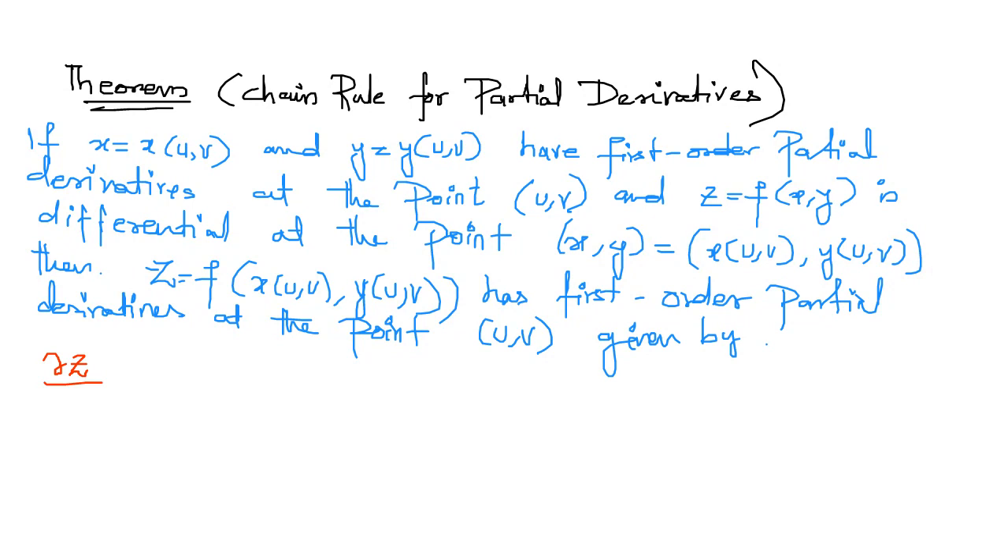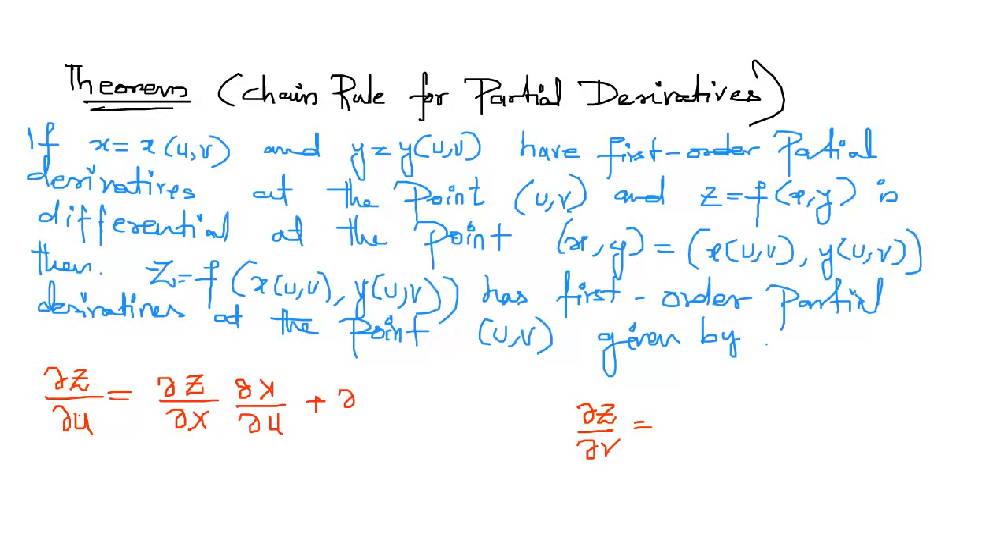You can find the partial derivative with respect to u, okay, and you can also find the partial derivative of z with respect to v. So there are two formulas you can easily find. One will be with respect to u. So what will the formula be? You first find the partial derivative of z with respect to x, and the partial derivative of x with respect to u, plus the partial derivative of z with respect to y, and the partial derivative of y with respect to u.